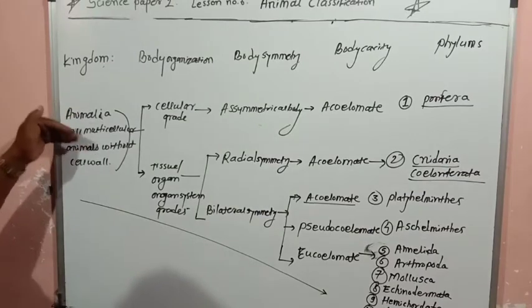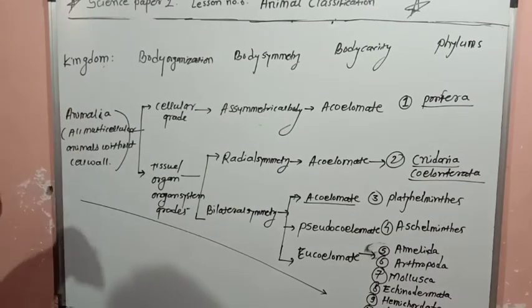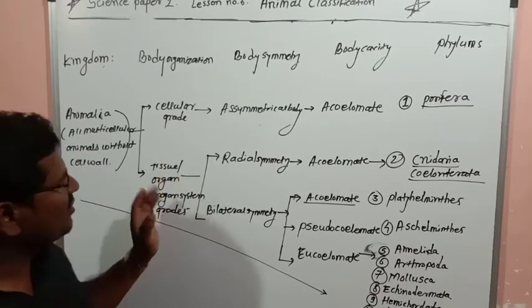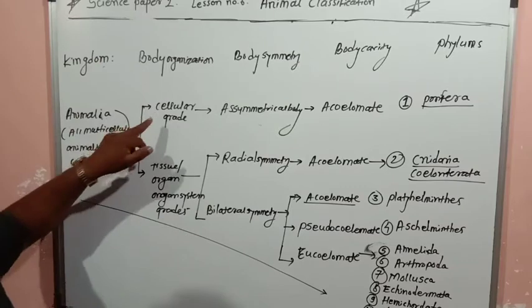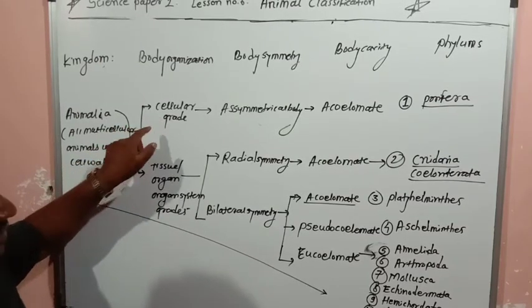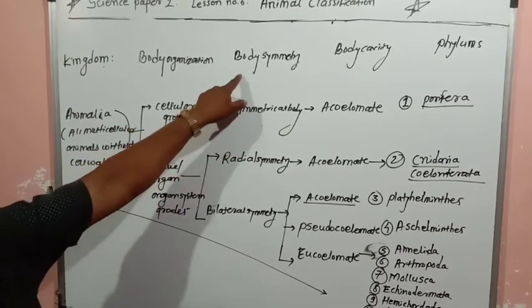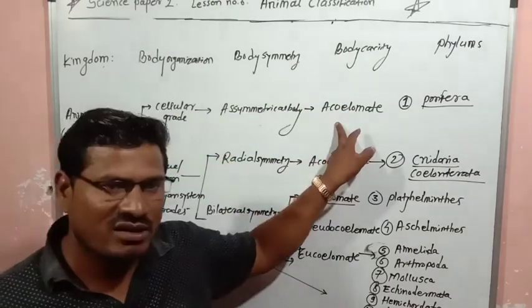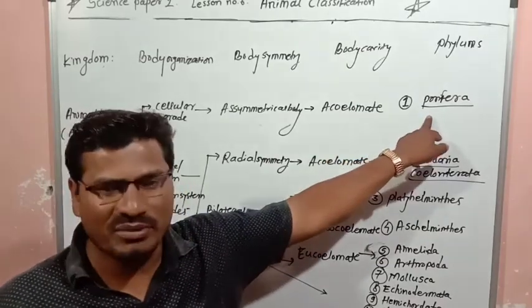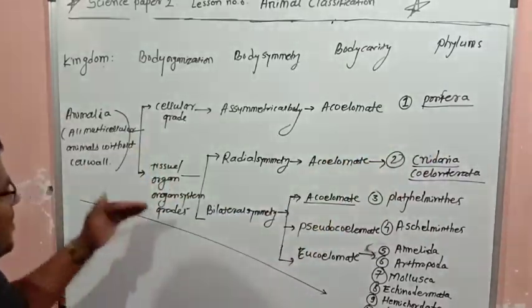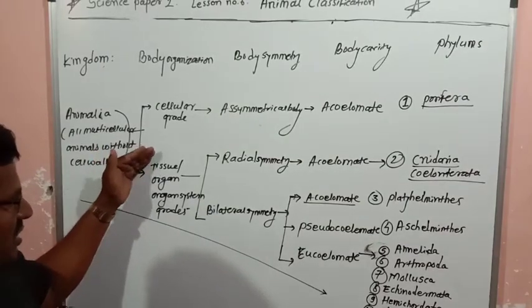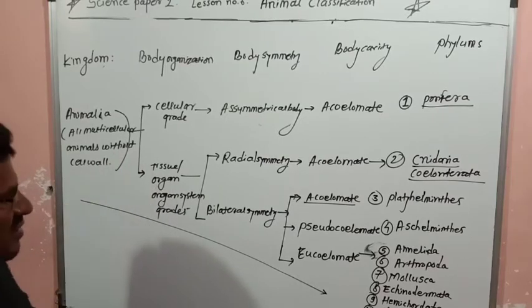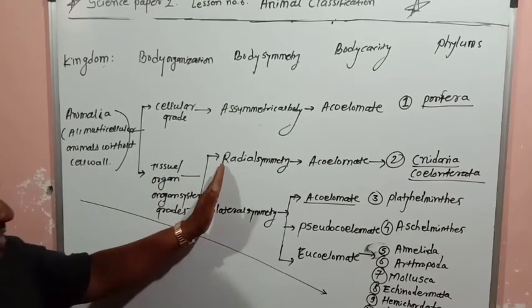Which kingdom is there? Kingdom Animalia. All multicellular animals without cell wall. After that, body organization: the cellular grade of organization, in that the body symmetry is asymmetrical, body cavity is acoelomate, and the phylum is Porifera. After that, tissue grade, organ grade, organ system grade. These are the grades of organization.